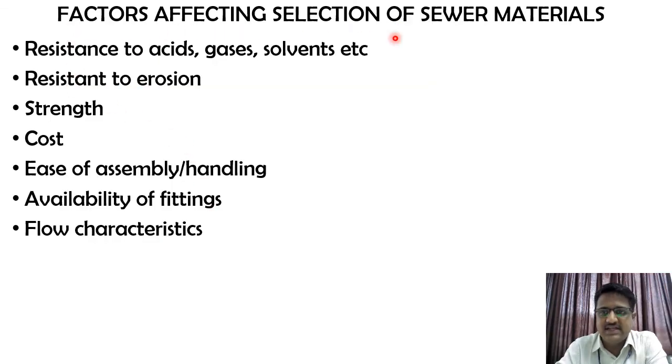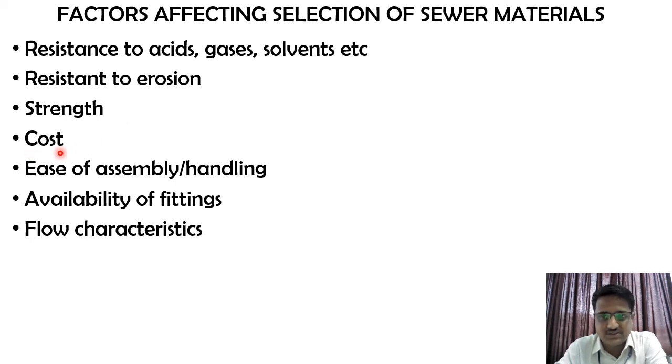Factors affecting selection of a sewer material. So these are the factors on which your sewer material can be selected. First, the material should be resistant to acids, gases and solvents, etc. It should be resistant even to erosion. Next, the strength of that particular sewer material should be enough to withstand the uplift pressure as well as the downward pressure from the backfilling that is going to occur.